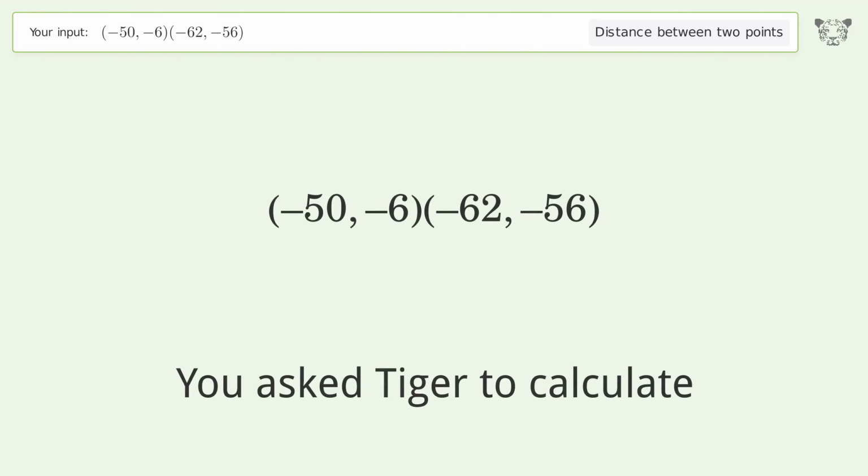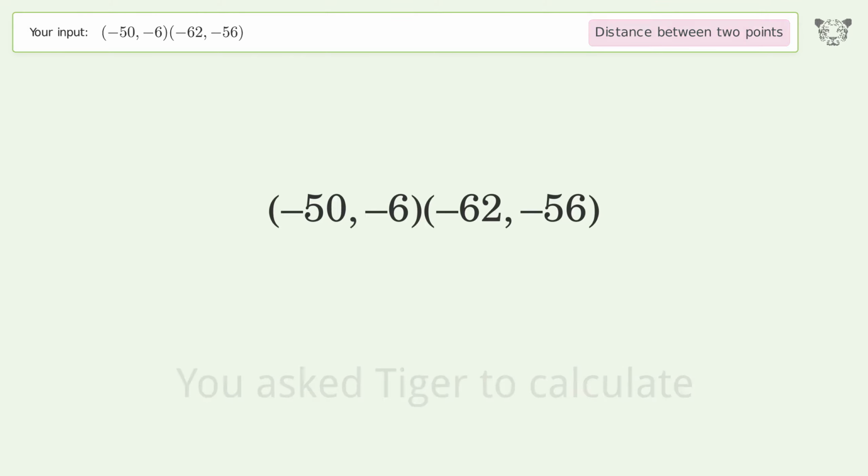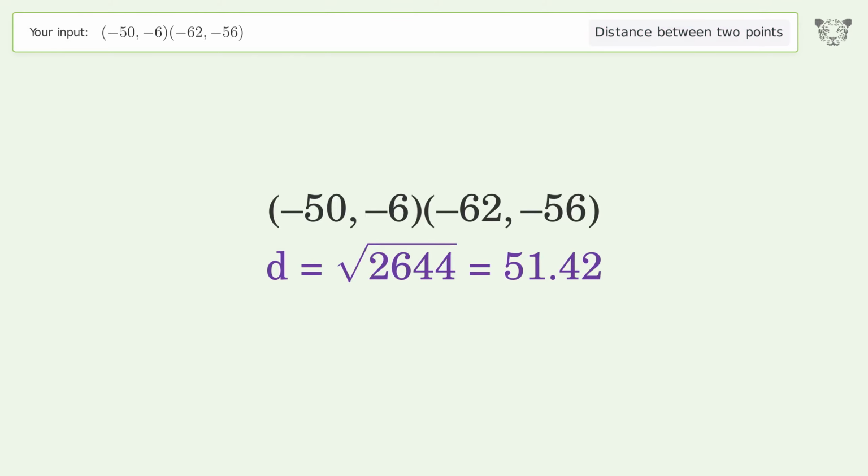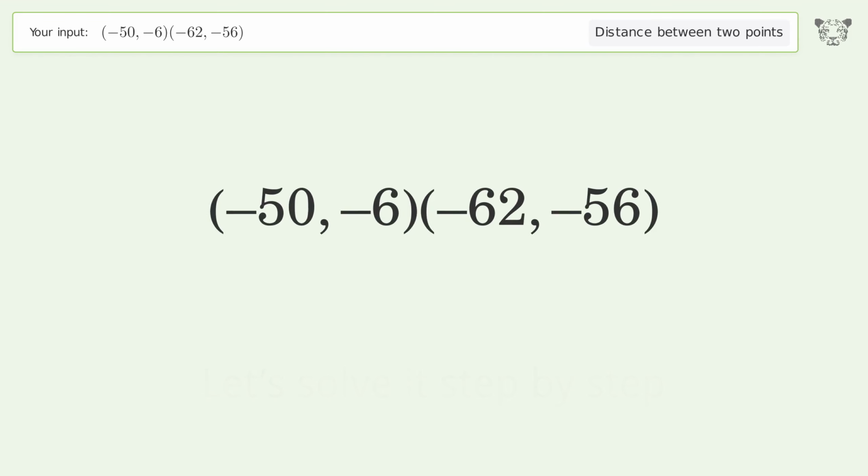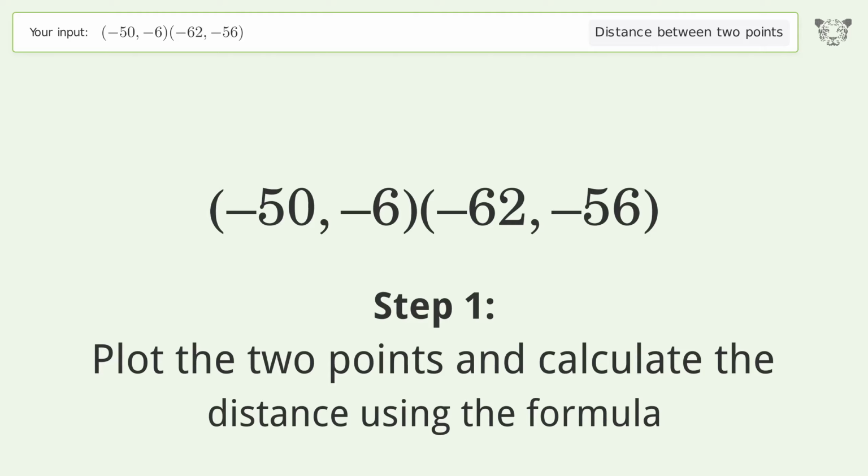You ask Tiger to calculate. This deals with the distance between 2 points. The distance between the 2 points is the square root of 2,644, or 51.42. Let's solve it step by step. Plot the 2 points and calculate the distance using the formula.